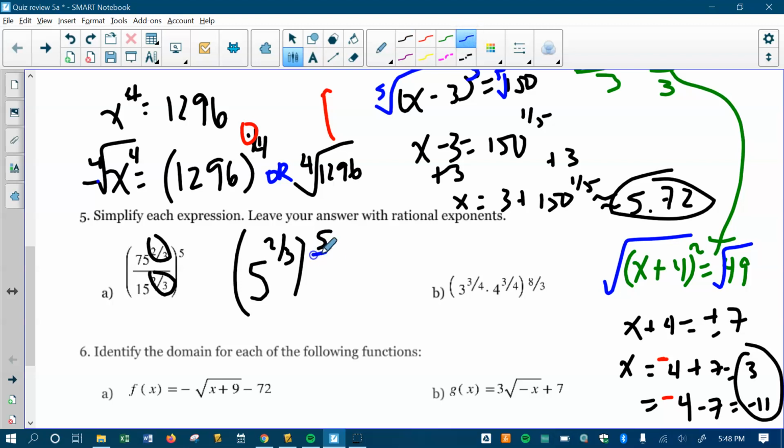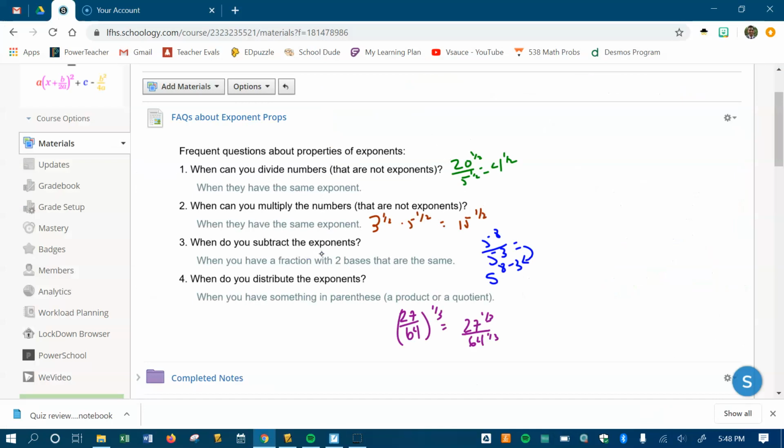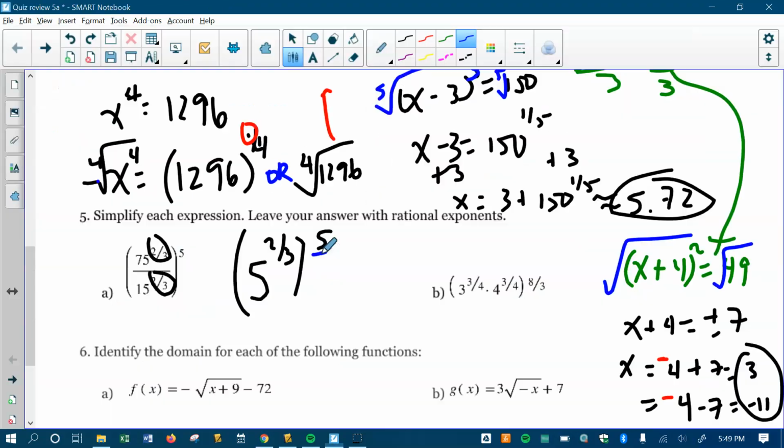Now, what does this 5 do? That 5 is a power to a power. You can distribute the exponents when you have something in parentheses. So we can distribute this 5 to the exponent. So we get 5 times 2 over 3. And 5 times 2 over 3 is going to be 10 over 3. So 5 to the 10 over 3. That's a 10 over 3.